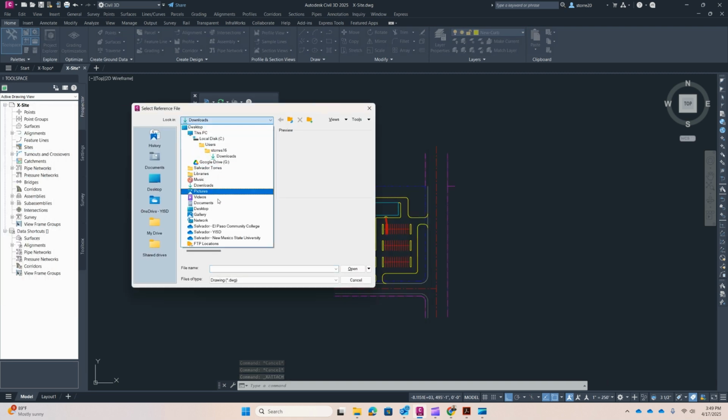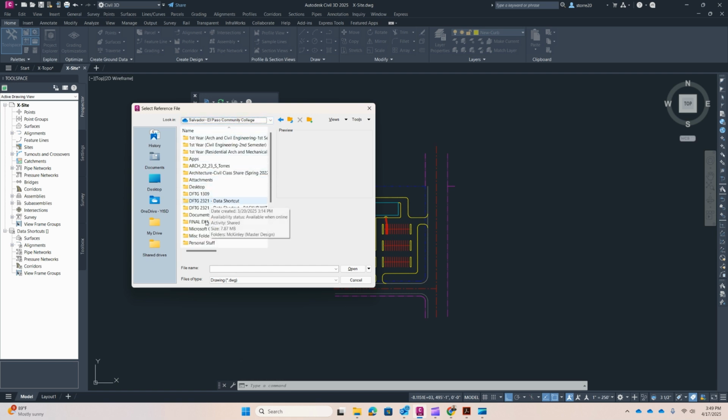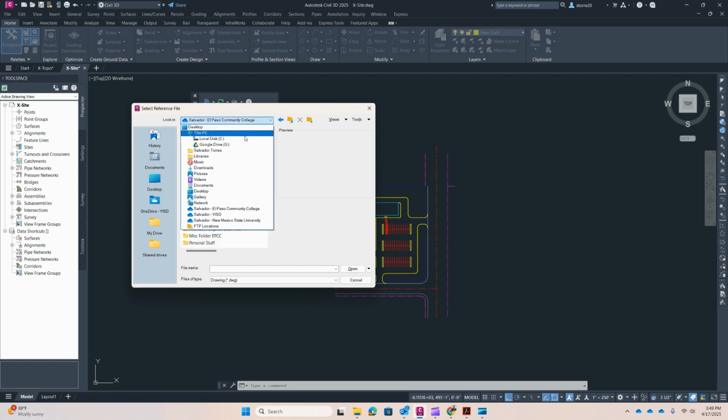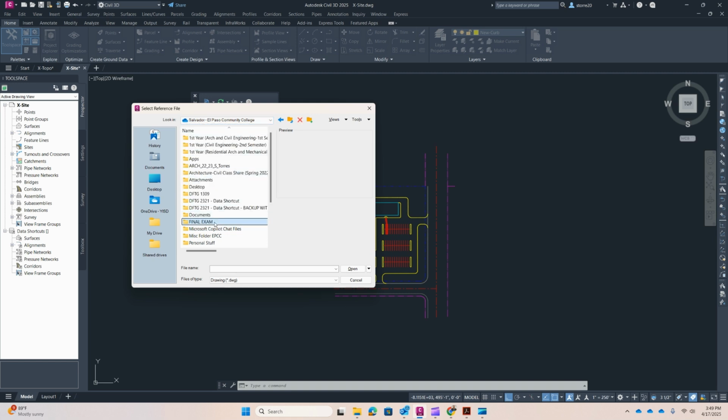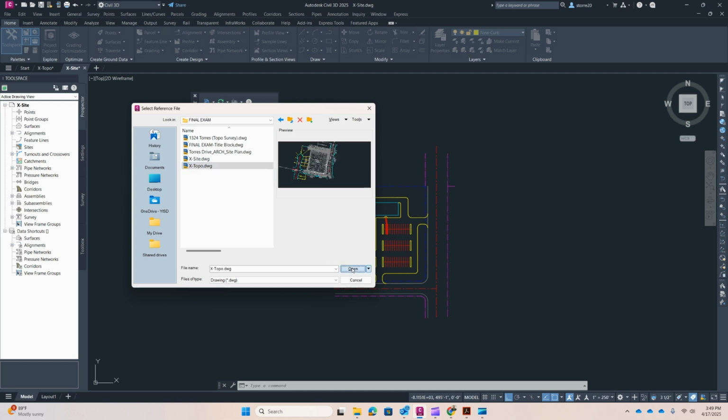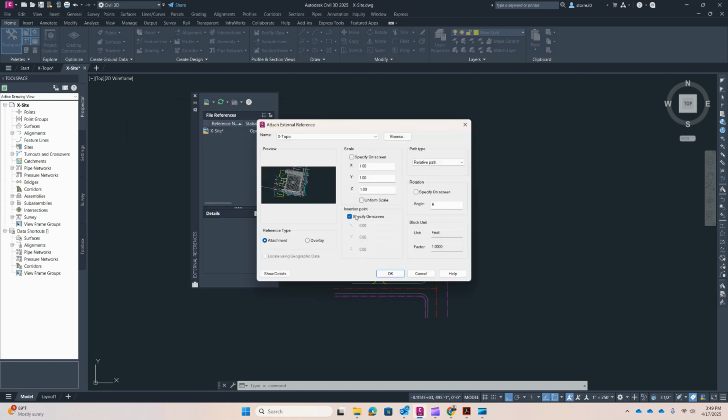I'm going to go over to my OneDrive where I'm saving my files. If you're saving yours on the documents, go ahead and go to that folder. Just make sure you know which folder it's at. Mine happens to be another OneDrive, and I'm going to XREF in the X topo. There's no scale factor, so I don't change any scales or rotations, nothing. Just basically leave everything alone. The insertion point will be 000.